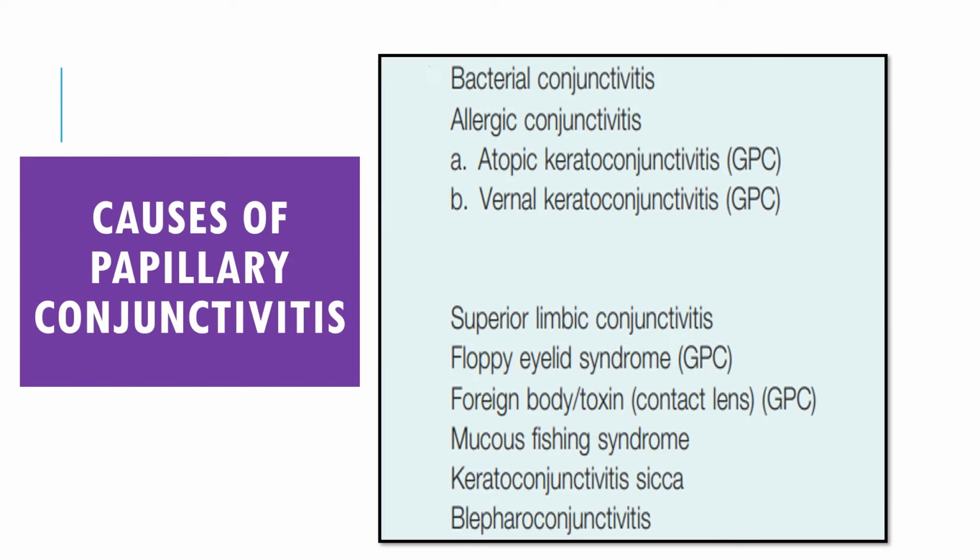Now the question is that we have studied so much about the papillae, but what is the clinical significance? Where do you actually see papillary conjunctivitis? The idea here is that if you see presence of papillae in a patient of conjunctivitis, you have to think about certain etiologies. You see papillae in acute bacterial conjunctivitis, so in various bacterial pathologies there will be papillae present. And particularly in allergic conjunctivitis, you are going to see papillae, specifically in atopic keratoconjunctivitis and vernal keratoconjunctivitis. Then you can also see papillae in superior limbic conjunctivitis and in floppy eyelid syndrome.